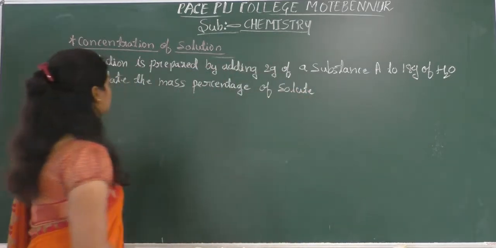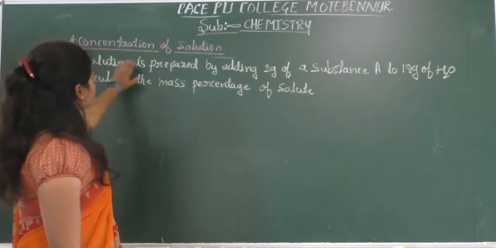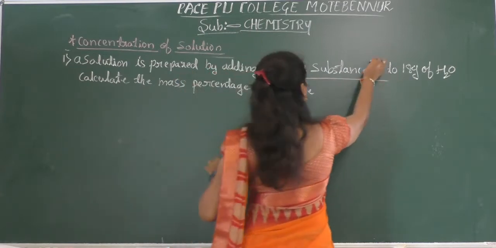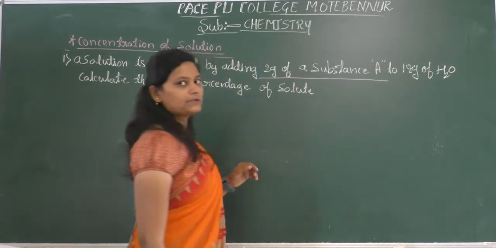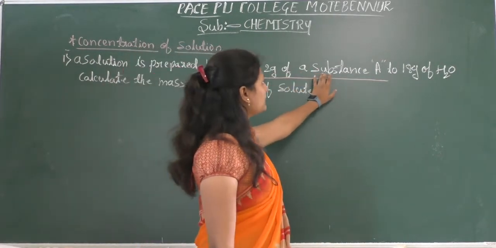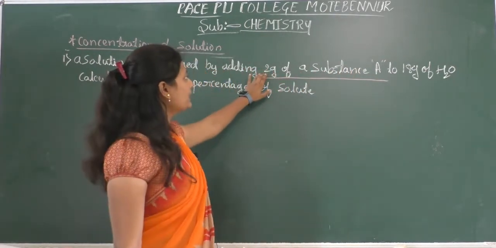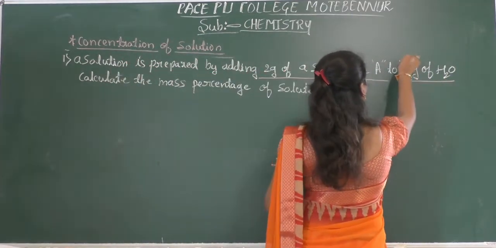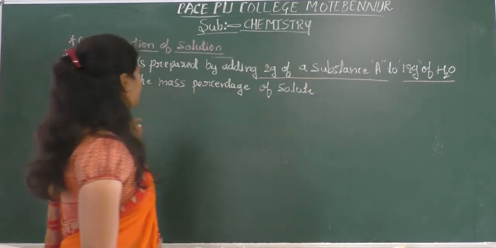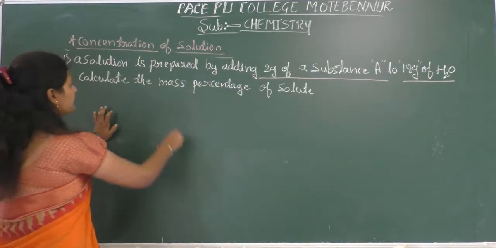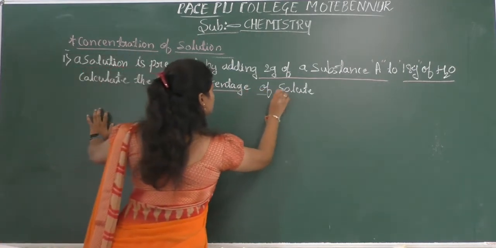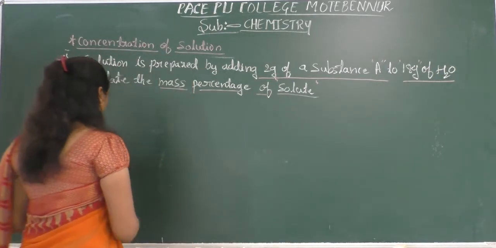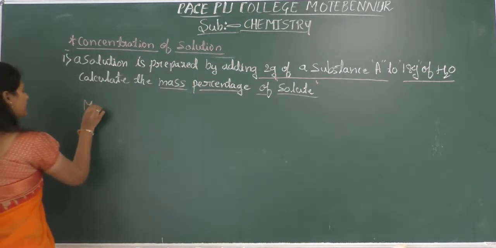Okay, so here the given is, a solution is prepared by adding 2 grams of a substance A. Here we don't know the name of the substance, so we give the name substance A. So we have 2 grams of substance A, that is dissolved in 18 grams of water. Okay, so next what we have to find? Here we have to find the mass percentage of a solute. Okay, so now we know the formula.